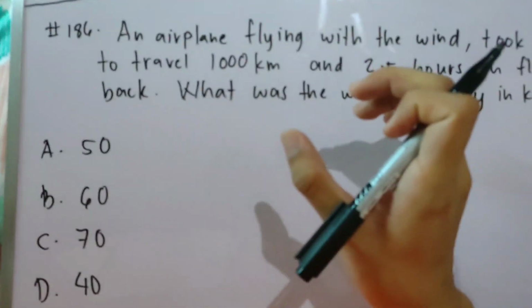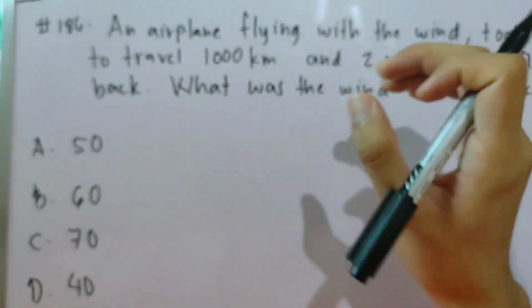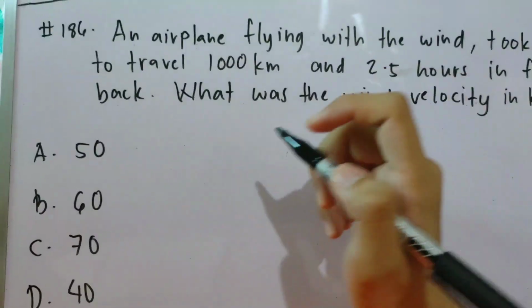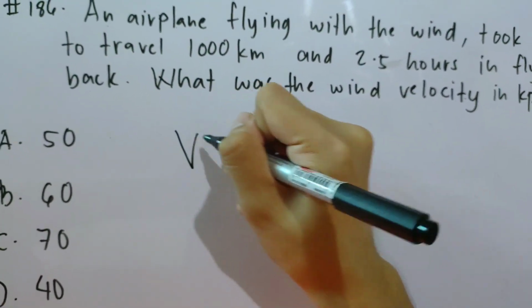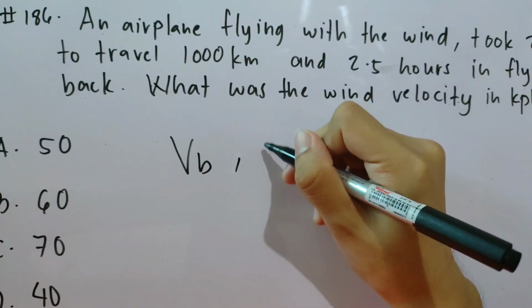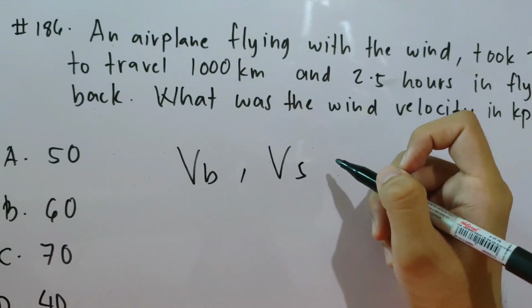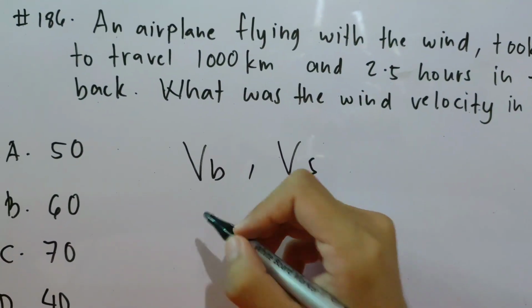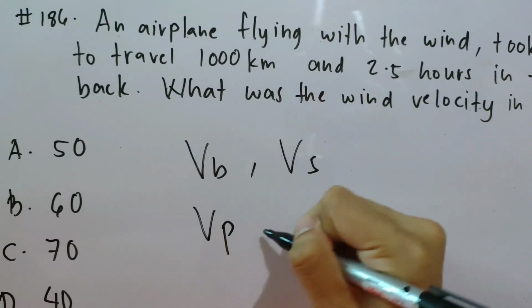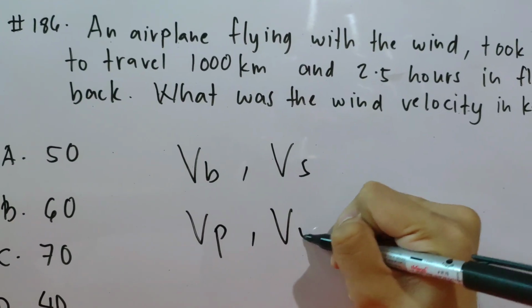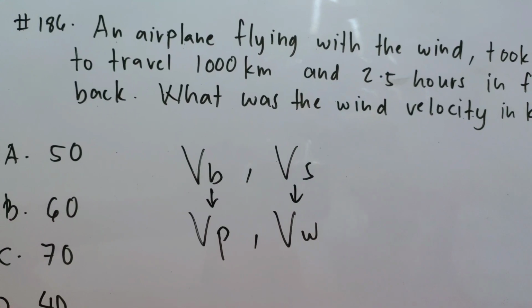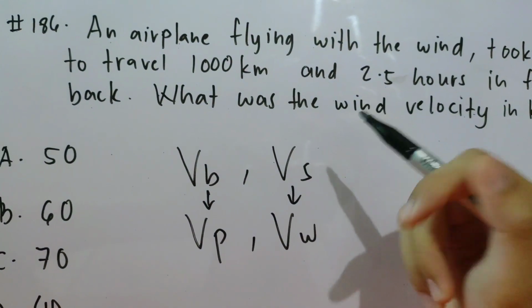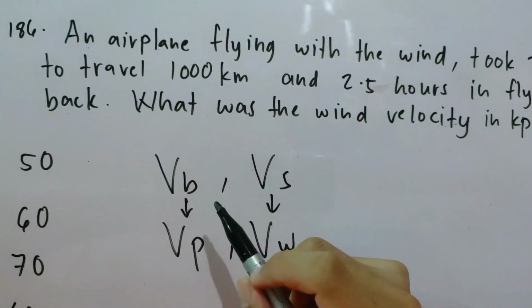So both yung water tsaka yung air, meron silang velocity or meron silang stream velocity. So the same din yung concept. So dun sa boat problem, meron tayong velocity ng boat at meron din tayong velocity ng stream. So dito, the same concept din lang. Pero dito meron tayong velocity ng plane at meron tayong velocity ng wind. Analogous sila.